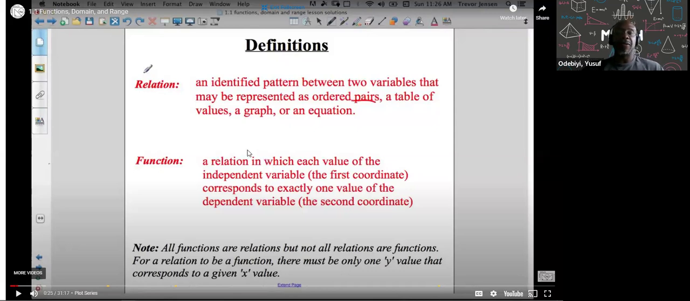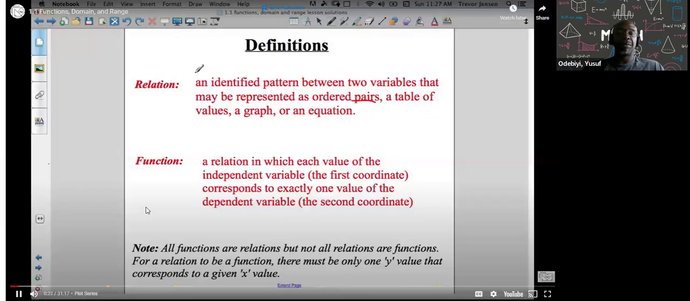So a function is similar to a relation, okay? But a function is in terms of x, okay? So let us go through it again. Definitions out of the way.